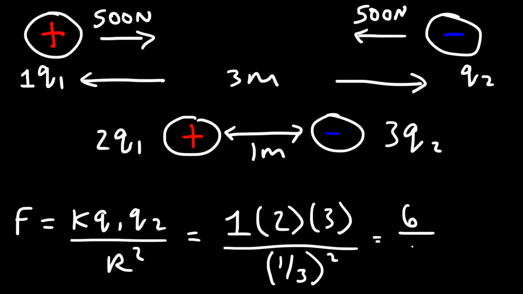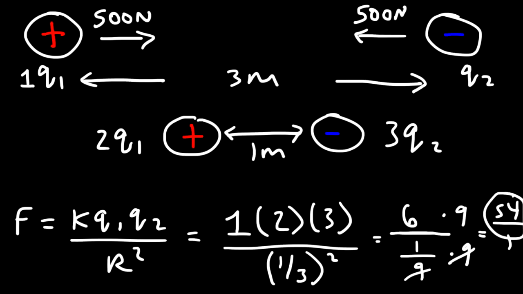So 2 times 3 is 6. 1 over 3 squared: 1 squared is 1, 3 squared is 9. So this is 6 divided by 1 over 9. Let's multiply the top and the bottom by 9. 6 times 9 is 54. 1 over 9 times 9 is 1. The 9's cancel. So the force will increase by a factor of 54. Now the original force was 500. So the new force acting on these two charges is going to be 500 times 54, which is 27,000 newtons.